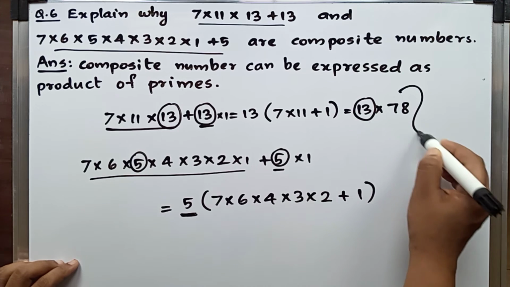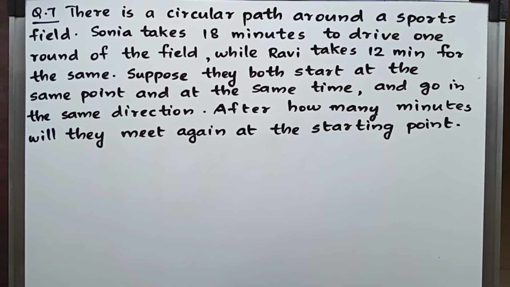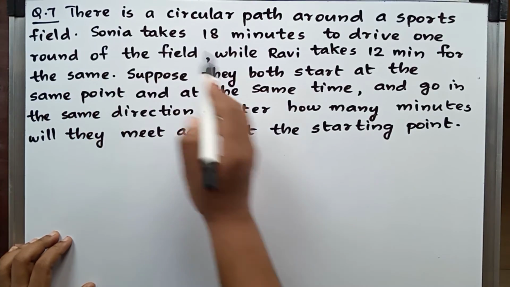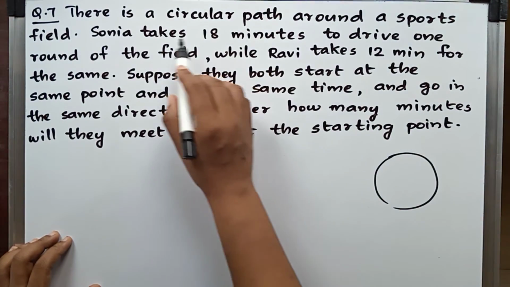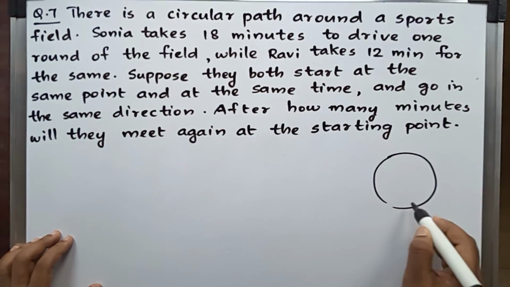That means these two numbers are composite numbers. This is the last question of our exercise. There is a circular path around a sports field. Okay, we have a circular path. Sonia takes 18 minutes to drive one round of the field.